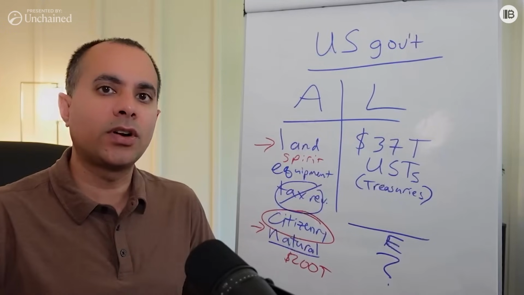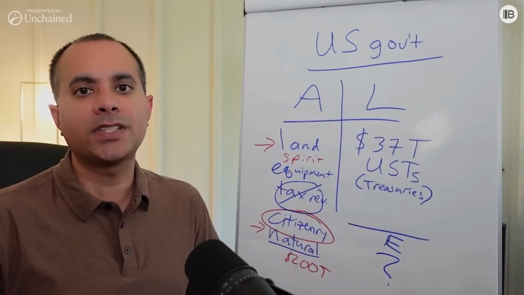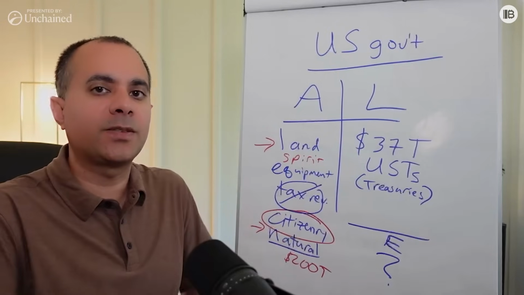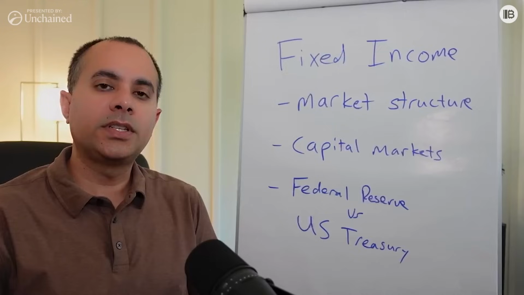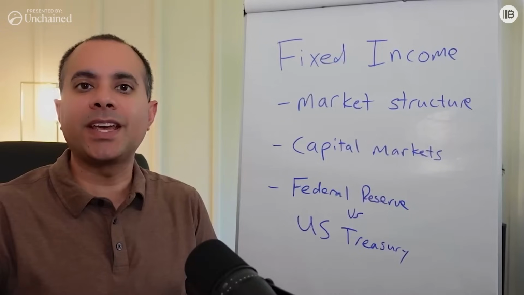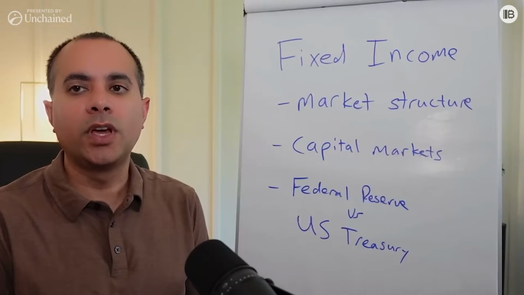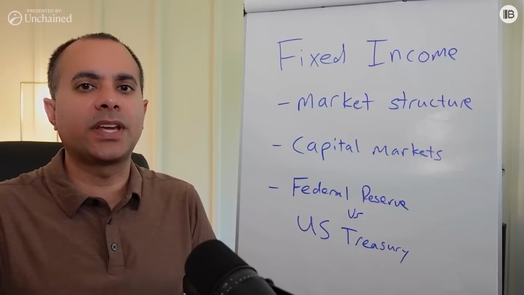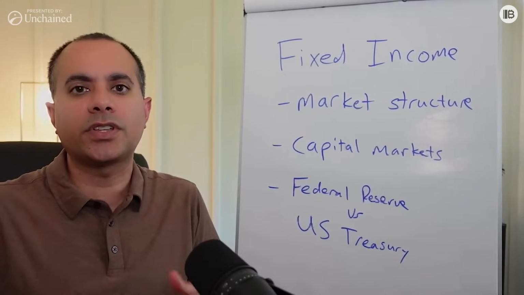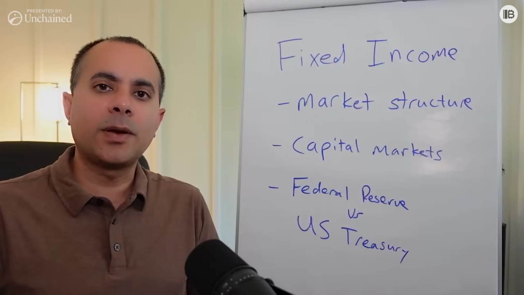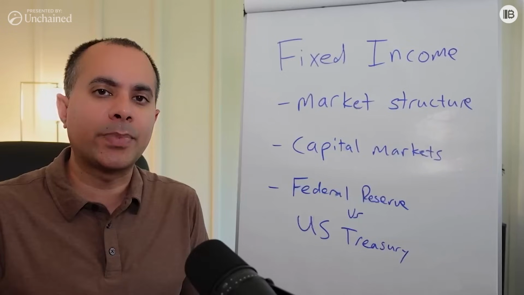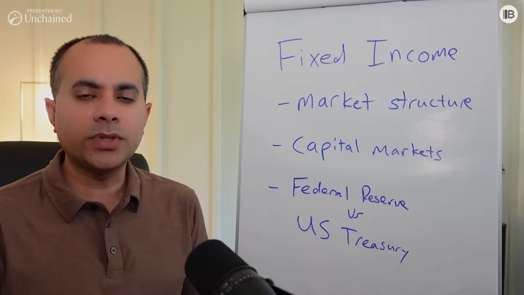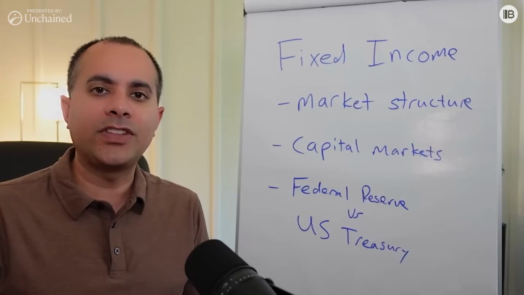And I want to start today with some fixed income basics now that we have some of the corporate finance basics from lesson 1. Today, we're going to go through a fixed income 101 session. We're going to focus on market structure. So what is fixed income? What does it include? What are the securities in there? We're going to talk about capital markets. How do capital markets interact with the fixed income world? Then we will talk about the Fed and the US Treasury.